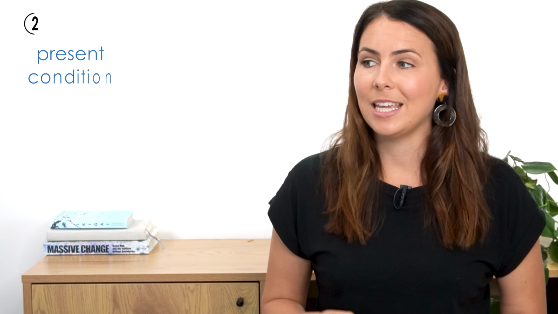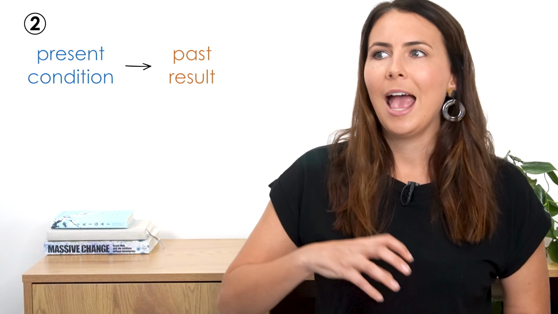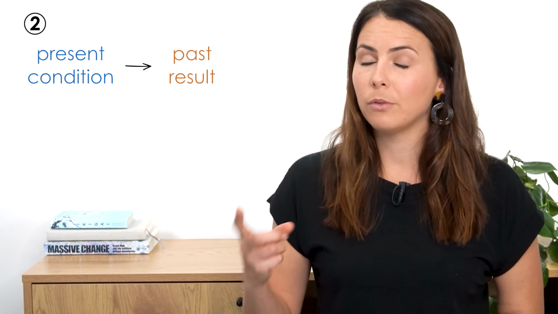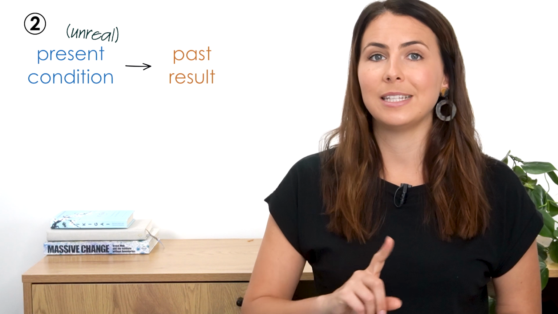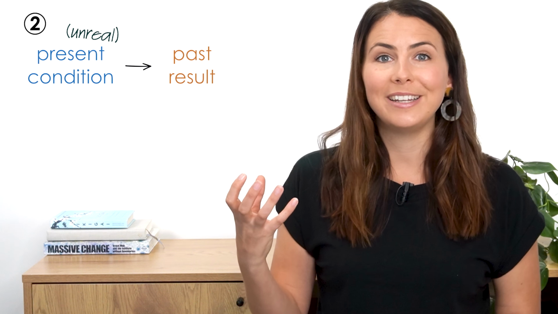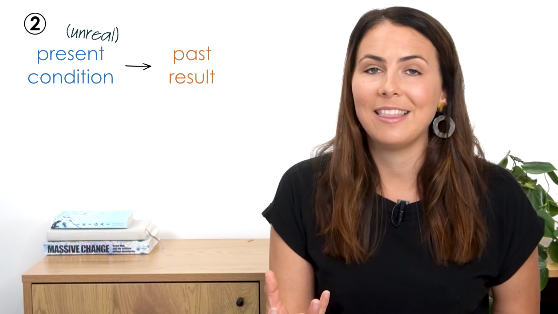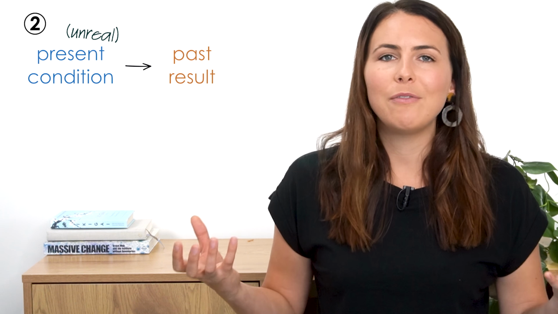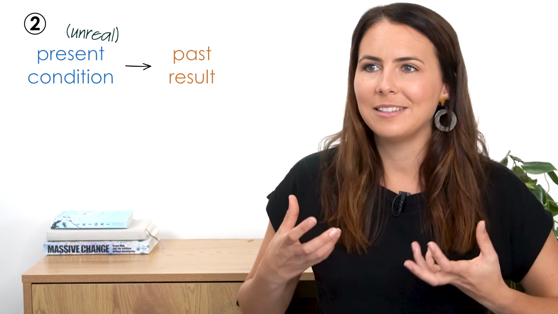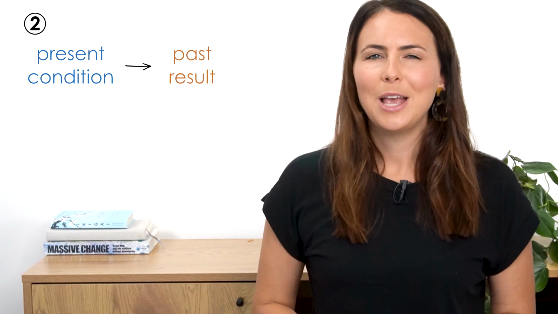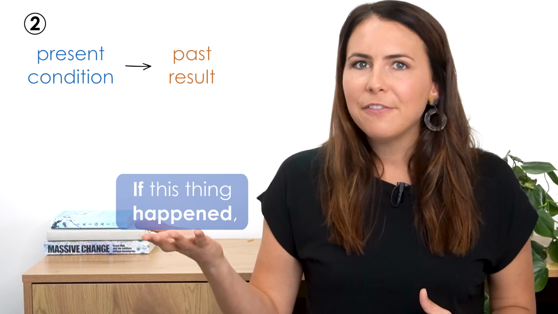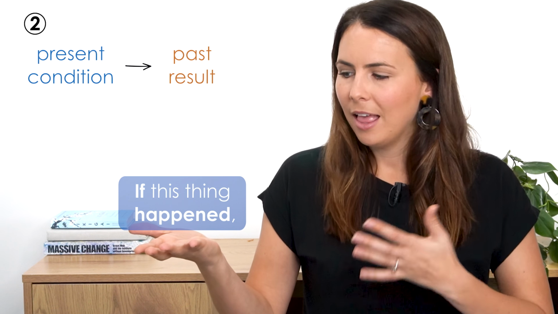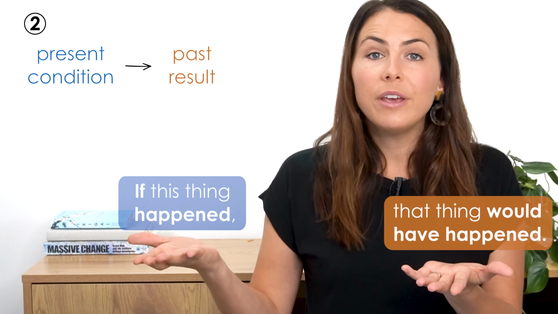The other common mixed conditional sentence is a present condition and a past result. So this is an unreal present condition to imagine what the result would have been in the past. But we'll never really know because this is imaginary, right? So imagine if this thing happened, then this would have happened.